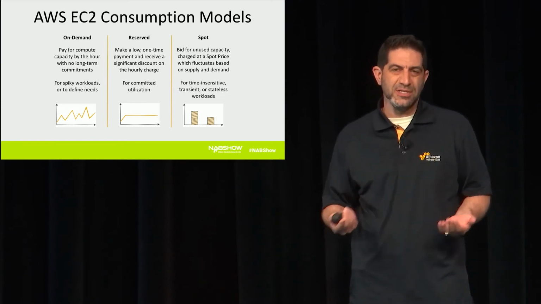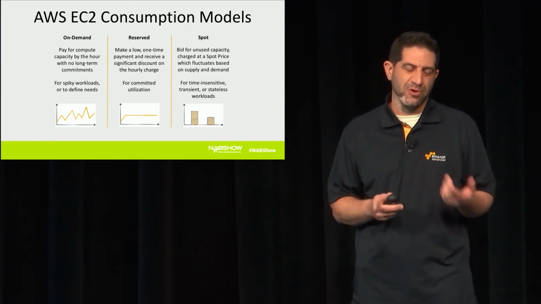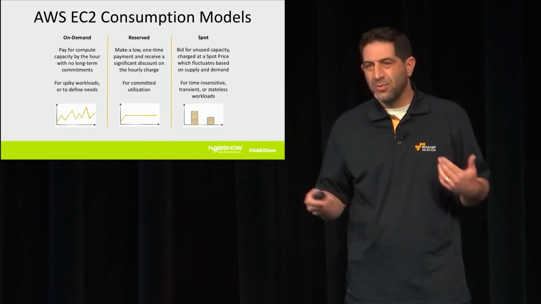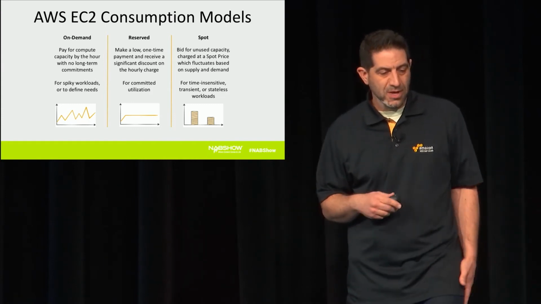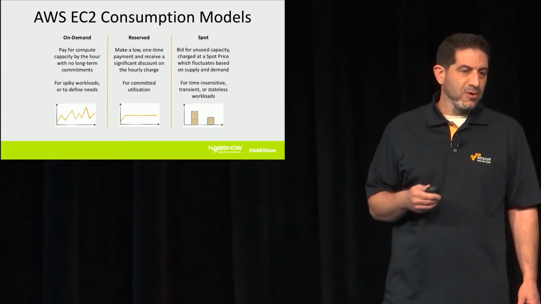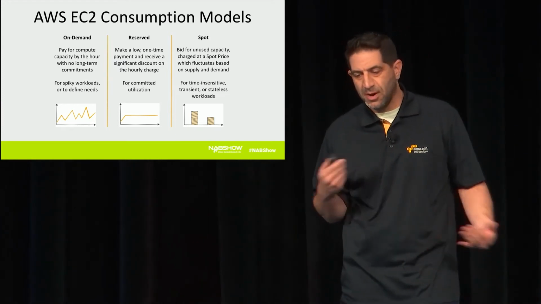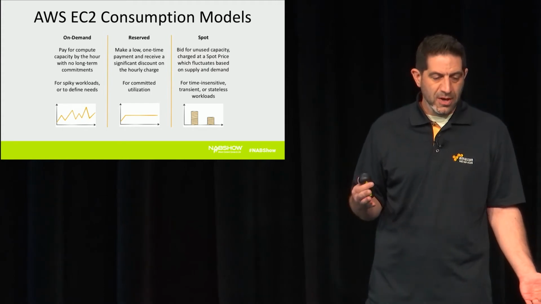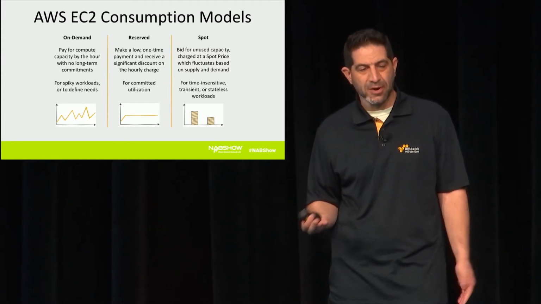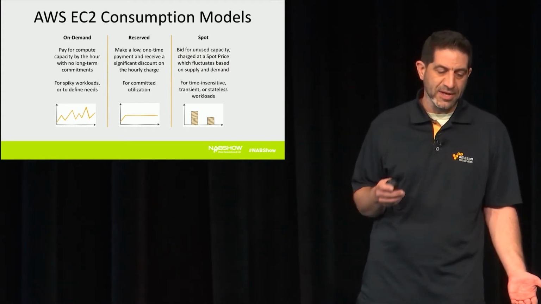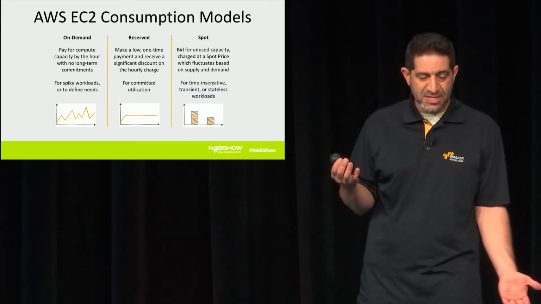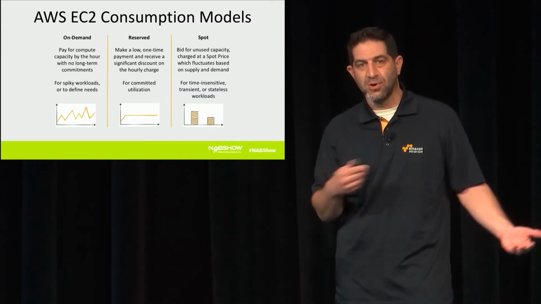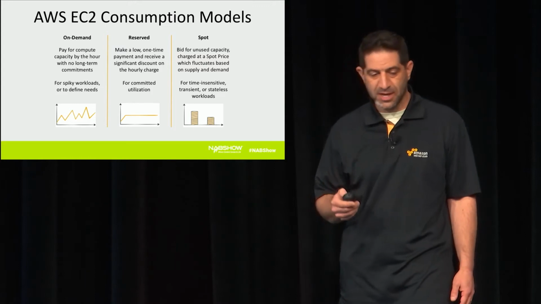So when you purchase EC2, you have essentially three options for purchasing. You can purchase on demand, which is pay by the hour for compute with no long-term commitments. We have reserved instances where you can prepay for reserved capacity for the foreseeable future. And then we also have the spot market where you can bid for unused capacity. And it's great for time-insensitive and transient workloads or stateless workloads such as the one that we're proposing here.